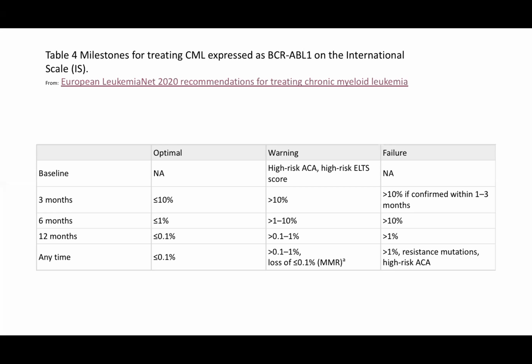So, personal experience, I get worried. I need more than 1 log kill right in the beginning at 3 months. That's my aim always, whether I use a first generation imatinib or second generation, because of what patients keep showing. So it's personal data, personal experience, but this is the last data.